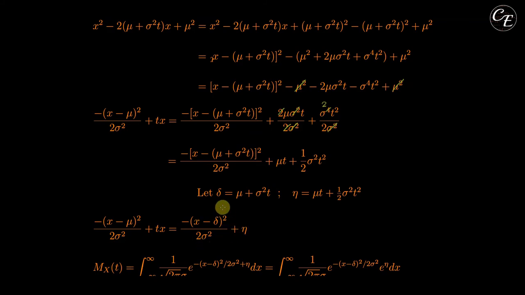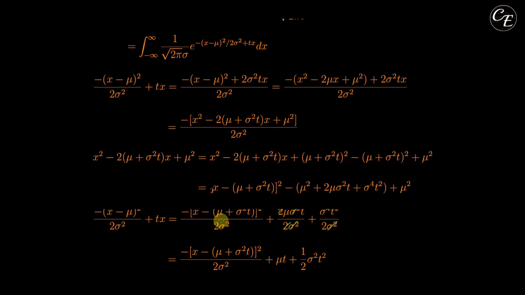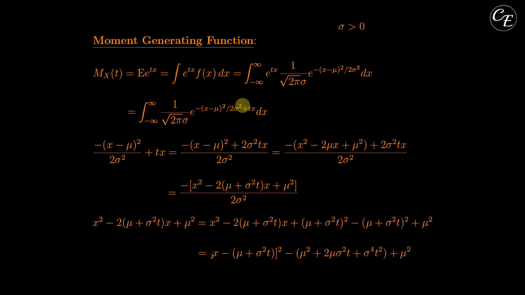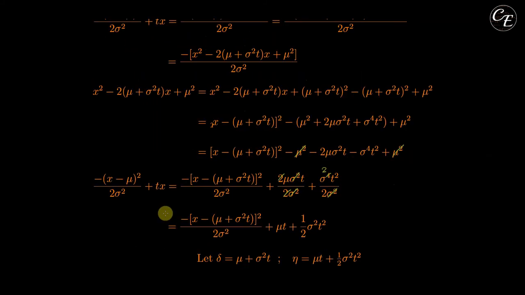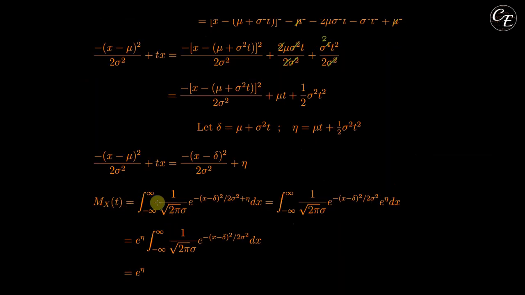Then let us bring back this one in here. So we'll get our moment generating function is equal to this one. So this one is this one. Now this is plus eta, and we can rewrite this one as e raised to negative this one times e raised to eta, which is this one. Then this is a constant, e raised to eta, and we can move it out from the integral. So we have here e raised to eta, and then the rest of the term, which is this one.